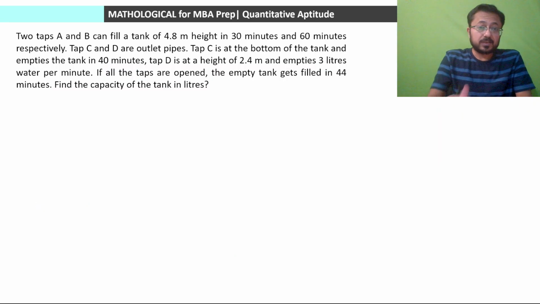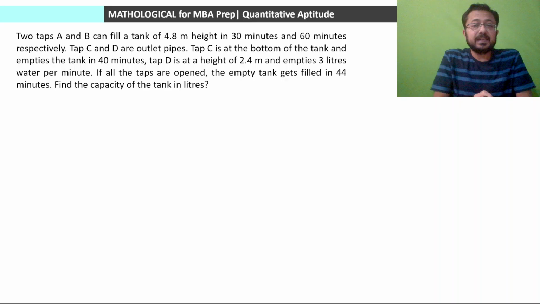So first question of this session is from Time and Work, or basically Pipe Senses turn. The question is: two taps A and B can fill a tank of 4.8 meters height in 30 minutes and 60 minutes respectively. दो taps हैं A और B और there is a tank of 4.8 meter height and they can fill the tank in 30 minutes and 60 minutes.